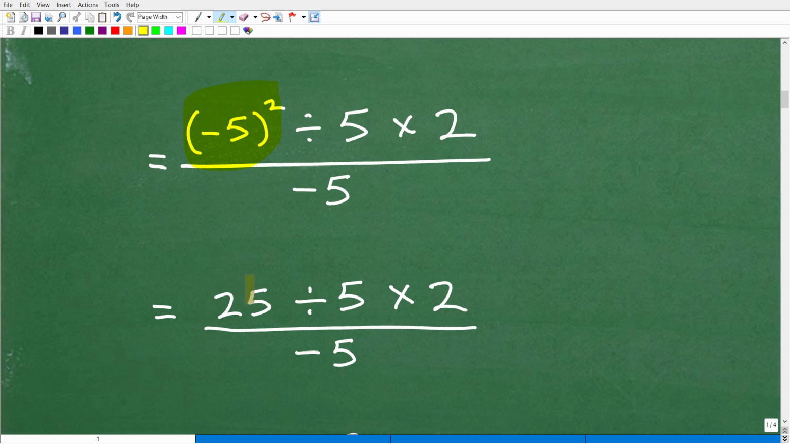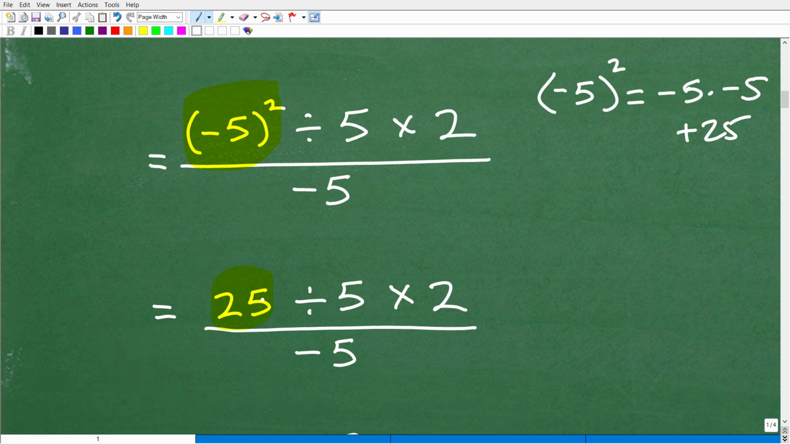Okay, so negative 5 squared is 25. All right, so negative 5 in parentheses squared means take negative 5 and multiply it by negative 5. So a negative times a negative is positive, and 5 times 5 is 25, so that is what we have right there. Okay, so let's put our little PEMDAS right here. PEMDAS. Okay, so we did parentheses. There's no more parentheses. We did our exponents. There's no more powers. So now this is where we're at in the problem, okay?